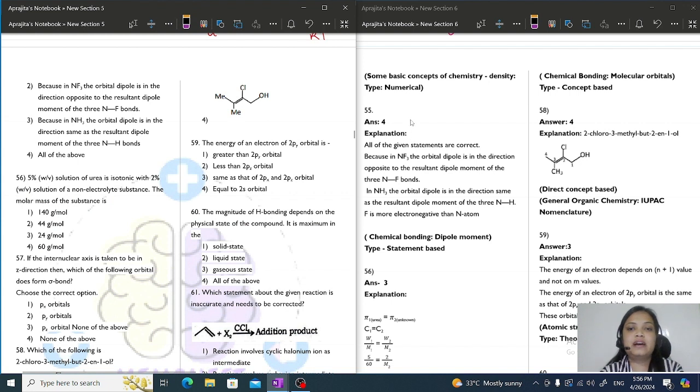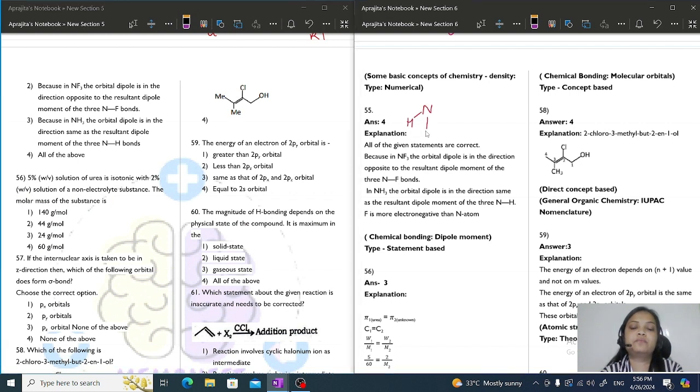Now if we see the direction of the dipole in the case of NH3, like this, and for the lone pair. So yes, in NH3 the orbital dipole is in the same direction as the N-H bond dipoles. You can see they are all in the same direction, so the resultant dipole moment will add up. But in NF3, since fluorine is electronegative, the dipole moment will be in this direction, and for the lone pair in this direction.